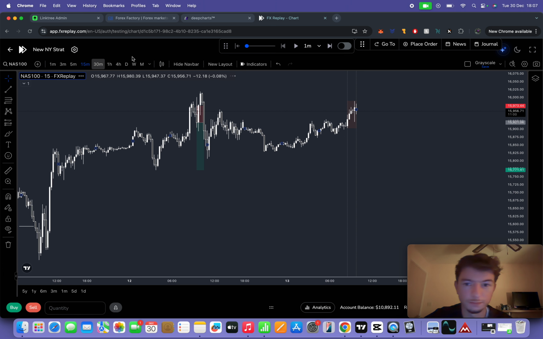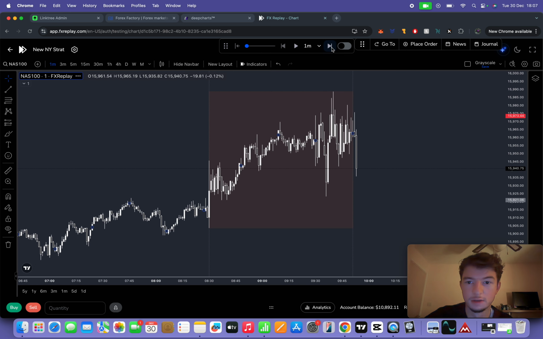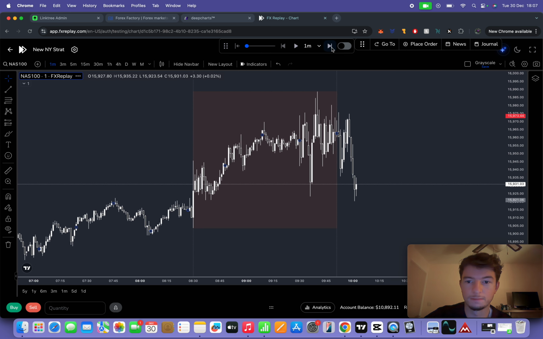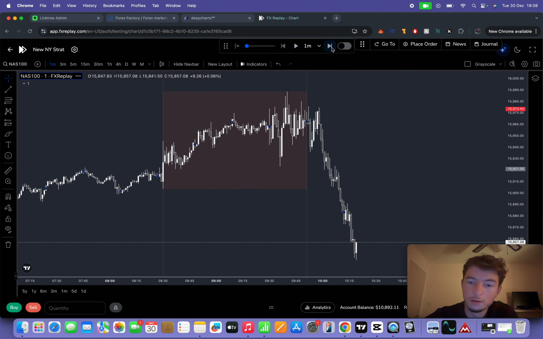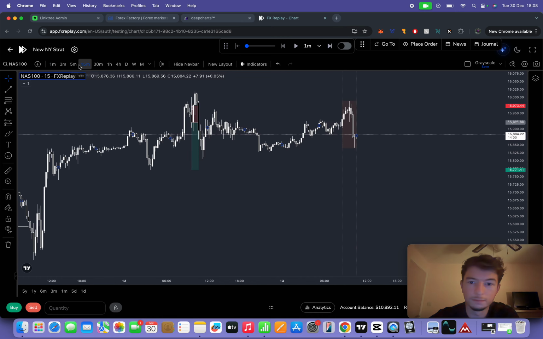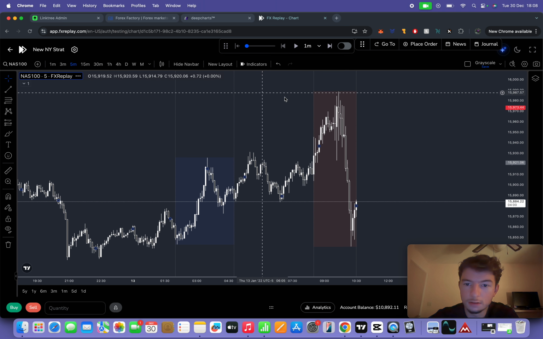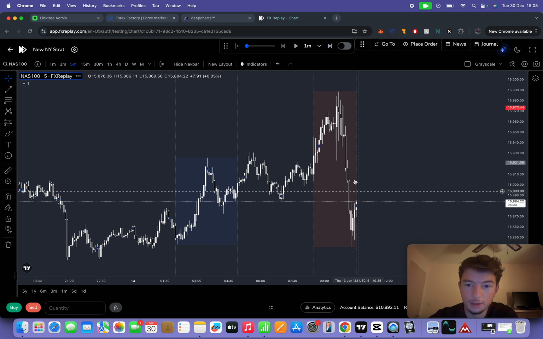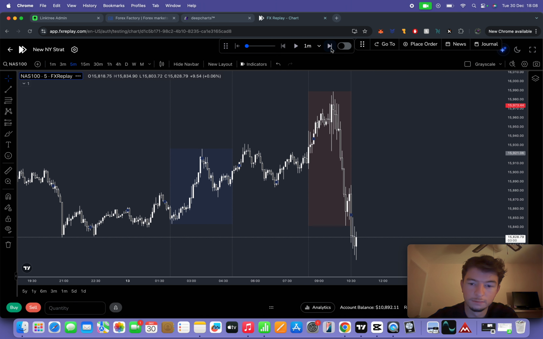9:48. To be honest, this is probably a continuation up to take yesterday's AM high. Apparently not. So no trade there, which is fine. Yeah, no inverse here.